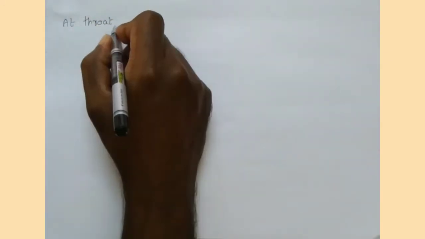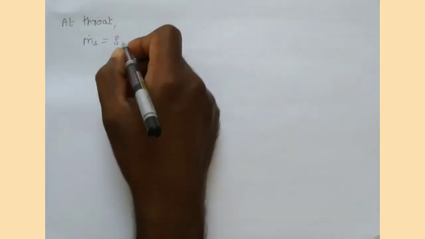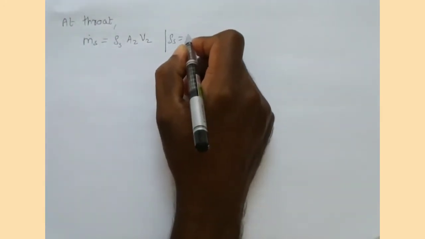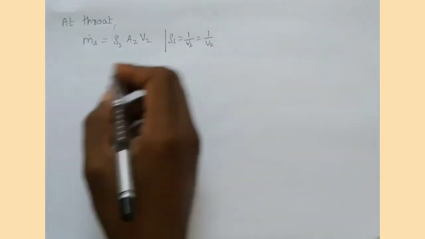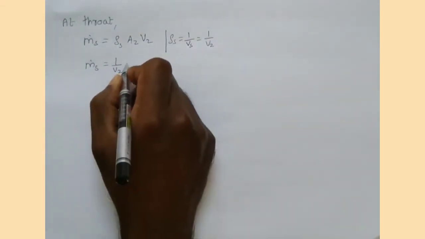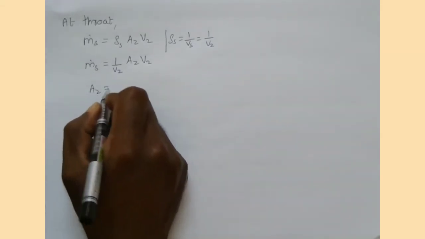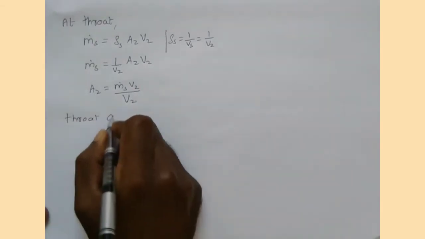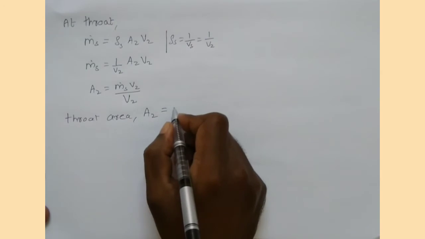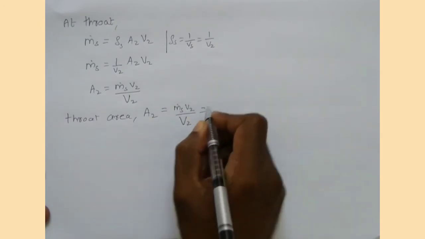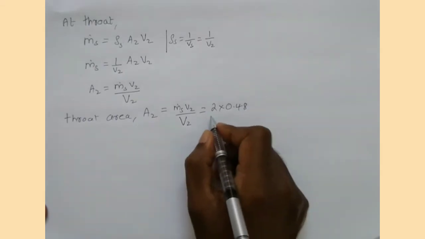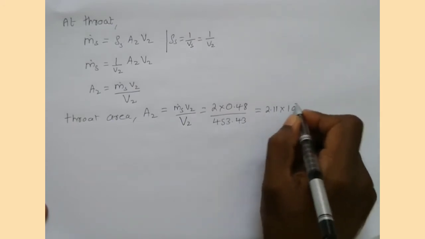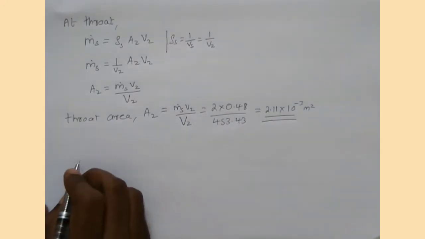Now at the throat, we can write mass flow rate m dot s equals rho s into A2 into V2, where rho s is the density of steam. It is equal to 1 by small letter vs, where vs is the specific volume of steam, which is equal to V2. Therefore, we can write m dot s equals 1 by V2 into A2 into V2. Therefore, throat area A2 equals m dot s into specific volume by velocity. When we substitute values, we can write 2 into 0.48 by 453.43, which is equal to 2.11 into 10 raised to minus 3 meter squared.